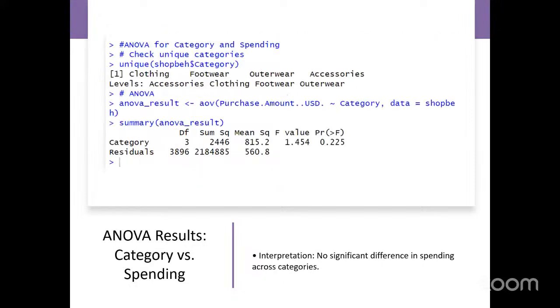Then there is another inferential statistics application that we applied on the data, which is ANOVA. In this case also, there was no significant difference in spending across categories. You can see the categories. The categories means clothing, footwear, outerwear, accessories, all these things are coming into the categories.